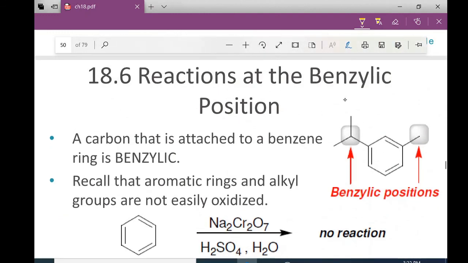Alright, so let's talk about reactions at the benzylic position next. I'm going to go ahead and stop here and start another video where we're going to talk about reactions at the benzylic position.